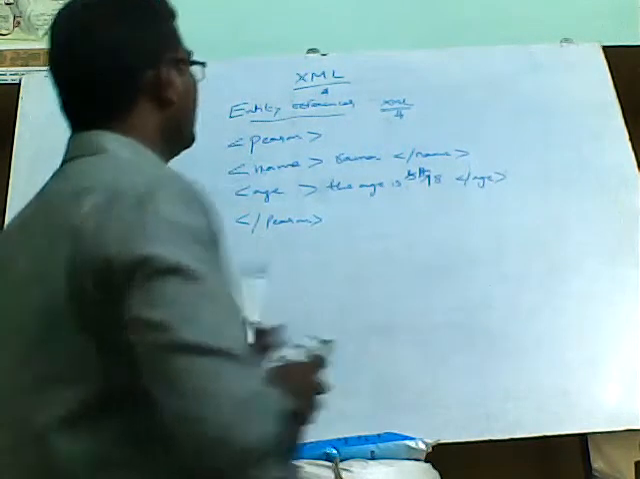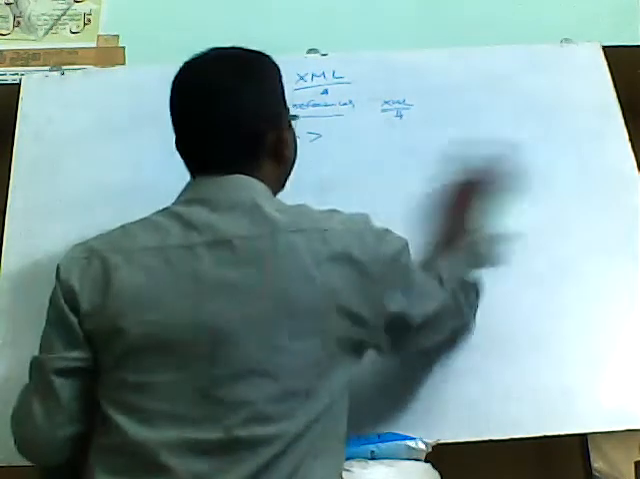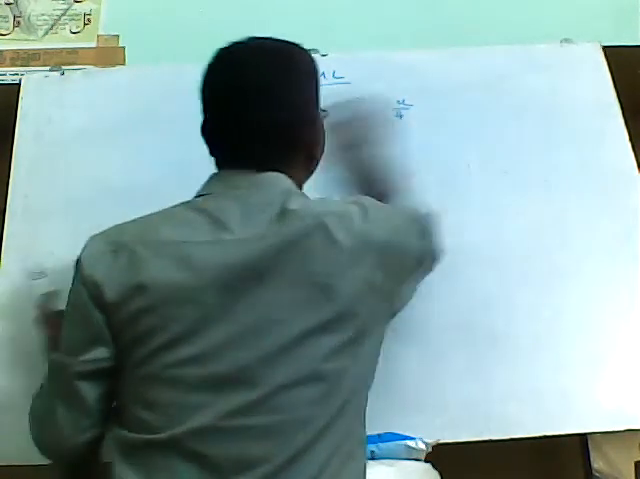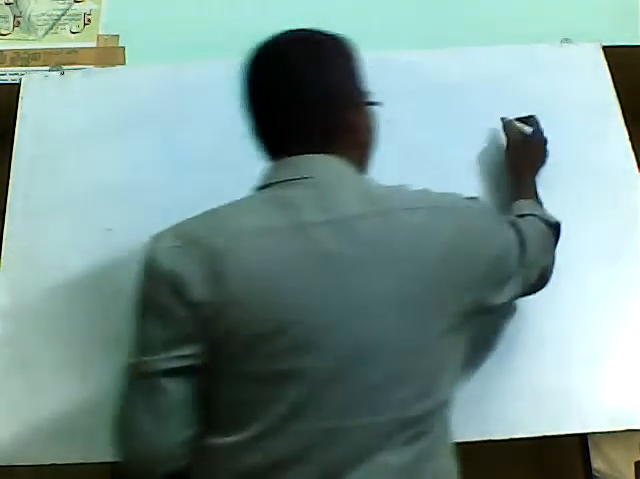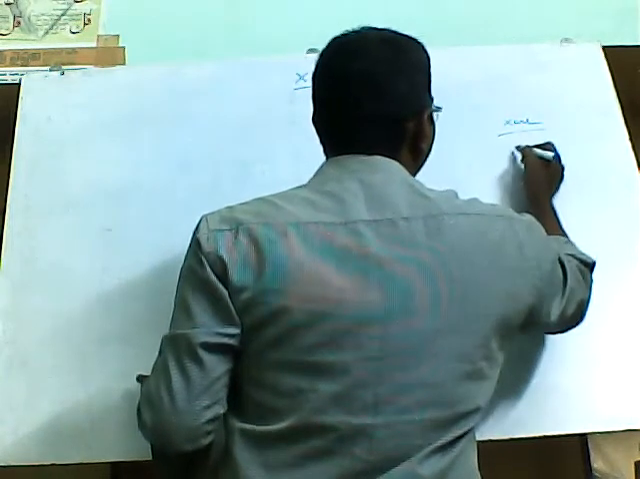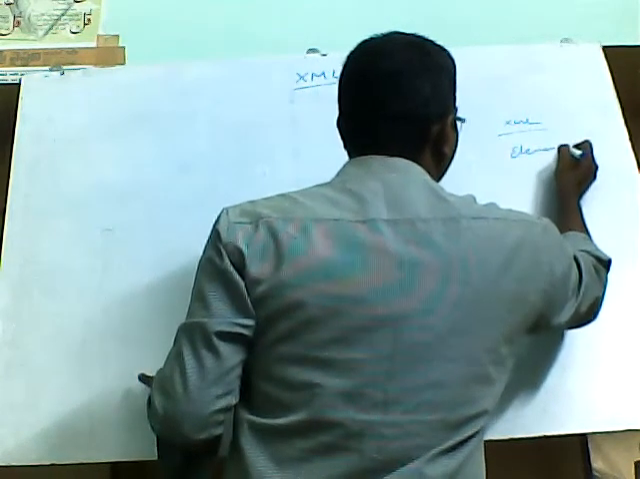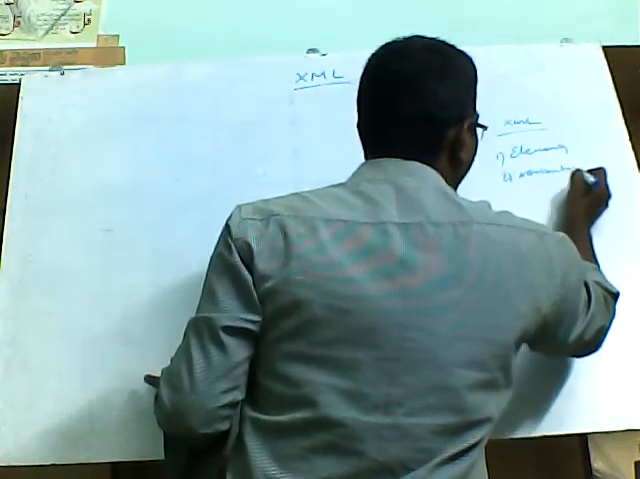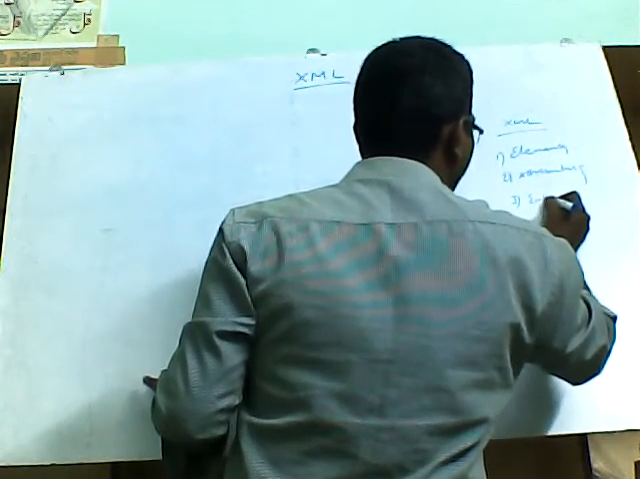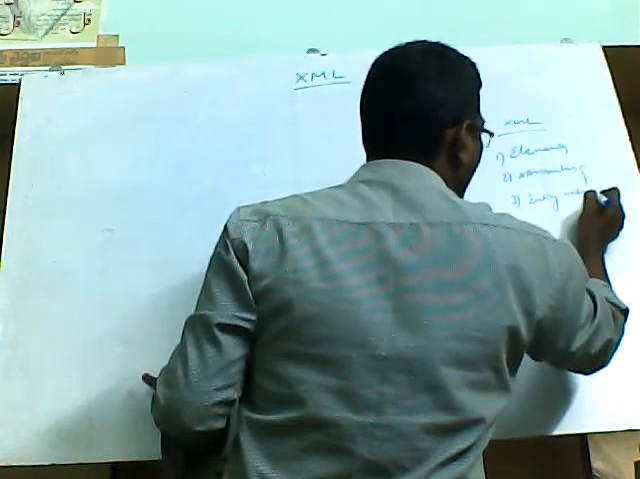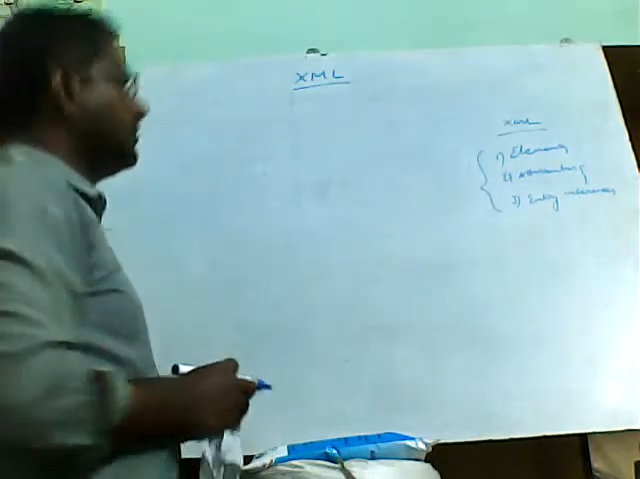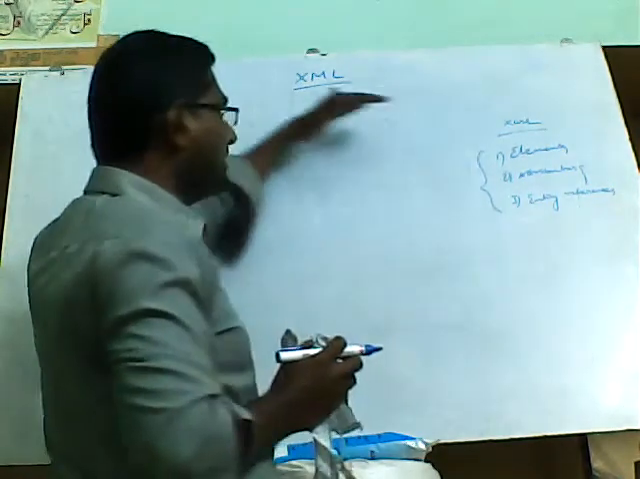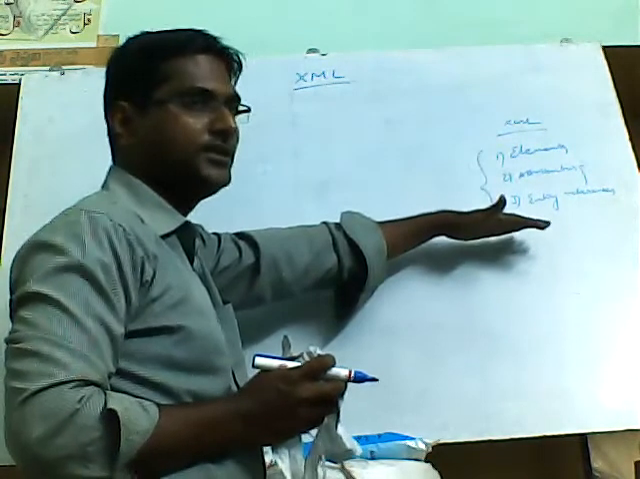So this is all about the XML document. This completes the basic things in the XML document. Now you can easily write an XML document with the elements, attributes and entity references, all these things, to design an XML document.